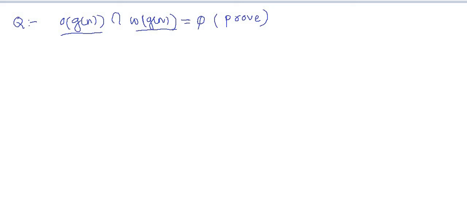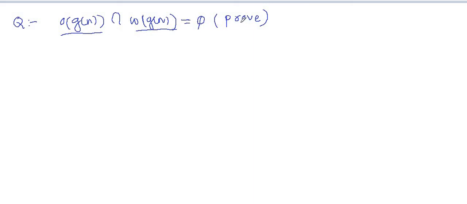Okay, let's do one more question. That small o of gn and small omega of gn. I have given all the definitions for small omega of gn, small o of gn, all that in my first video. So you can watch that first, then you can understand this question. Okay, so all these are set of functions. It's telling that the set small o of gn and small omega of gn, the intersection between them is empty.